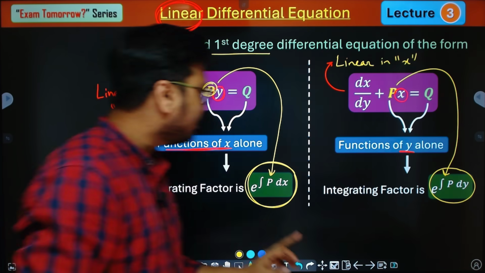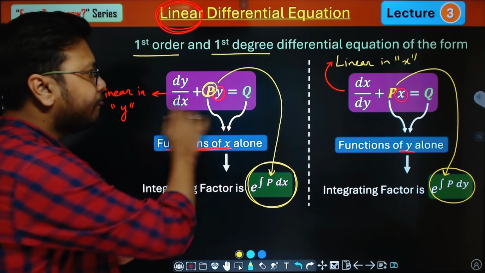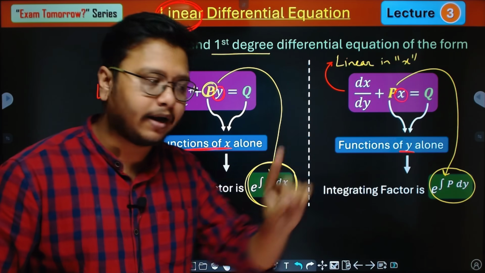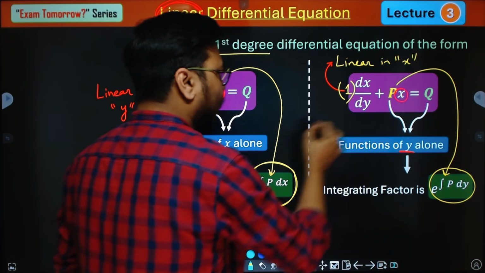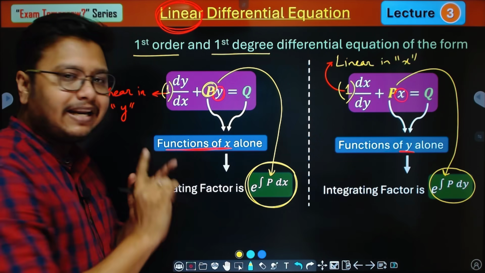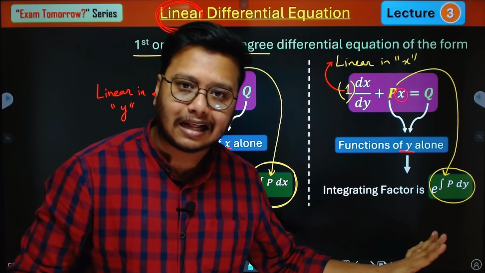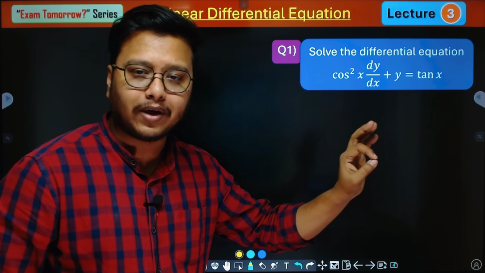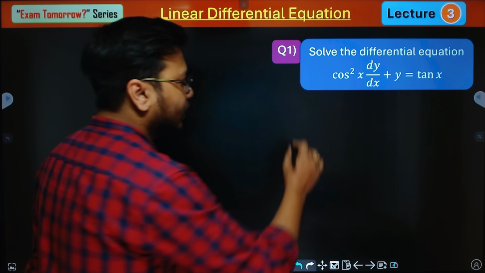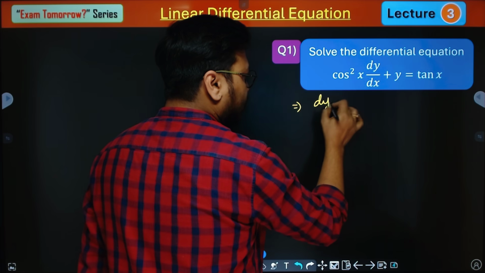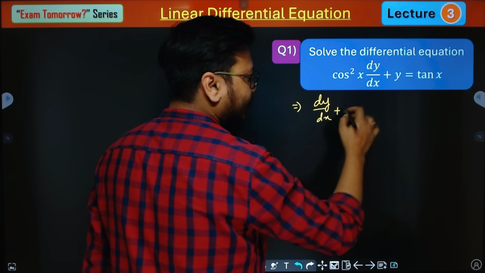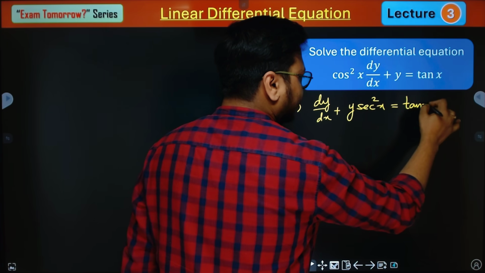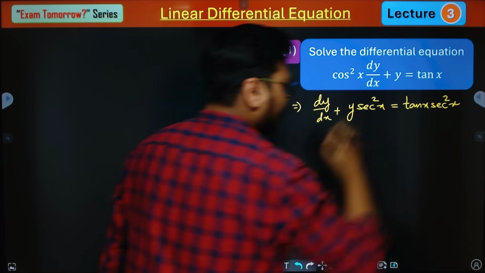See, when I'm talking about linear format, your derivative term has to be free of any coefficient. The coefficient of the derivative term has to be strictly 1, right? The coefficient over here is 1, the coefficient over here is 1. So your derivative term has to have the coefficient 1 and nothing else. So we can see over here the derivative term has a coefficient of cos square x. So first we need to get rid of that. So if I divide by cos square x, so dy dx plus y sec square x equals tan x sec square x, right?